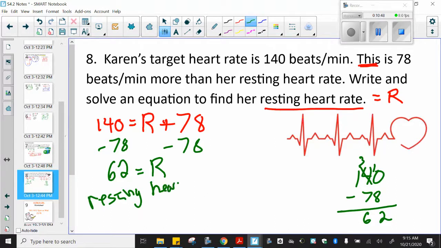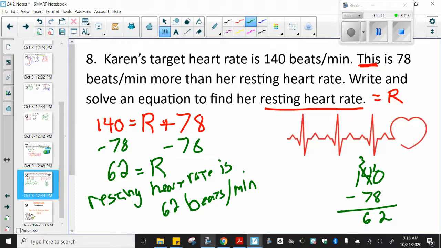heart rate is 62. Oh, I wrote that backwards. Sorry. 62 beats per minute. All right.